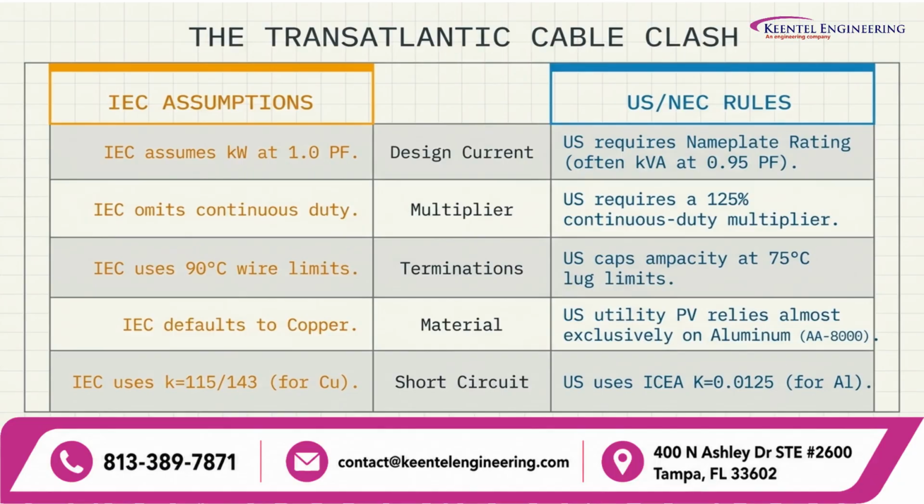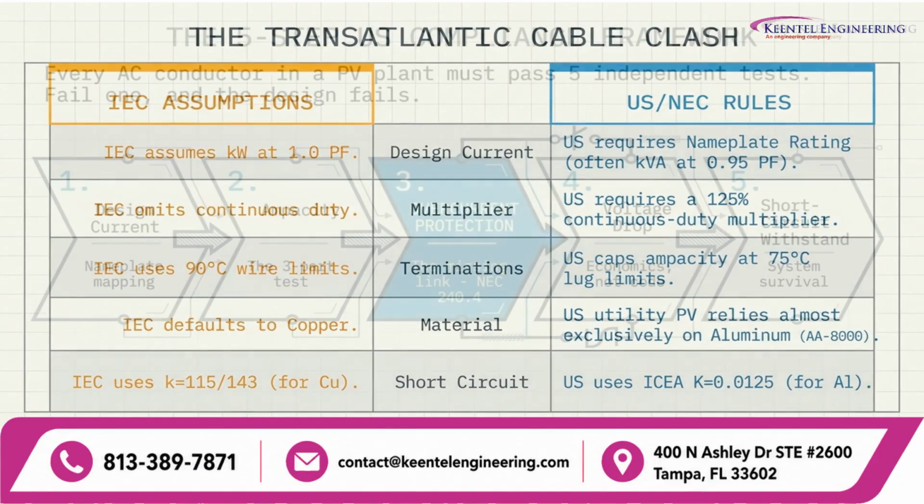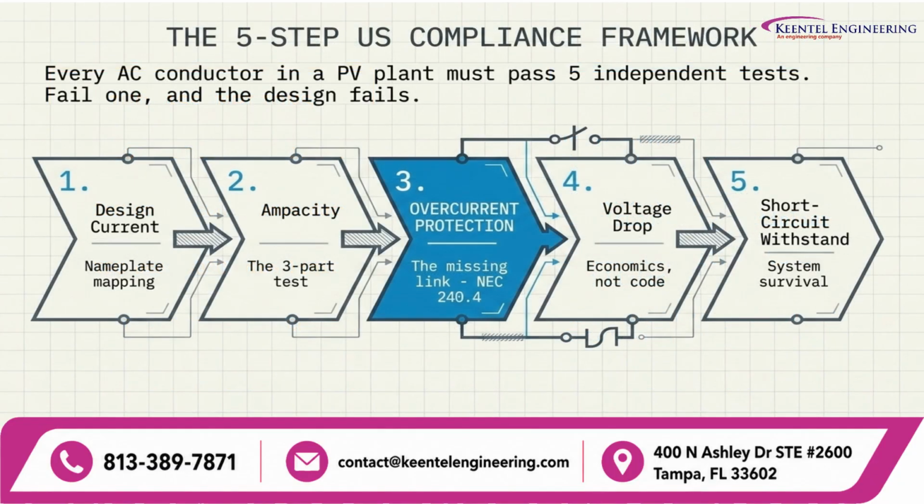While IEC designs often assume a full 90 degrees Celsius wire limit, the NEC caps ampacity at 75 degrees Celsius terminal lugs. Furthermore, where IEC defaults to copper, US utility plants run primarily on AA-8000 aluminum, requiring ICEA short-circuit constants rather than IEC values. To ensure full compliance, every AC conductor in a utility-scale PV plant must pass 5 independent tests. If it fails even one, the entire design fails.